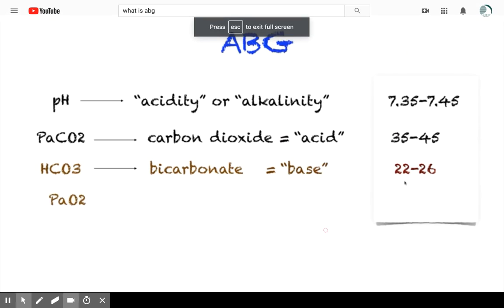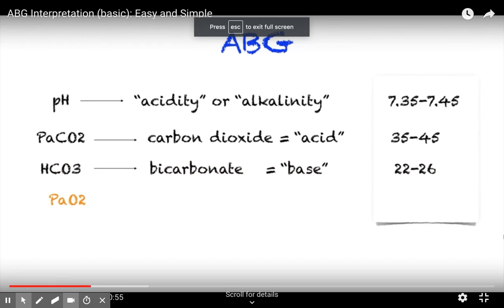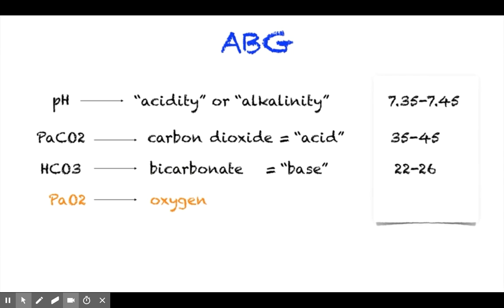Lastly, is your PaO2 or oxygen. This is also being regulated by our lungs, and our normal value for this is 80 to 100. Now, although this is important for us to check when reading our patient's ABG, we don't really need the number when it comes to interpreting whether your patient is having respiratory or metabolic, acidosis or alkalosis. This simply will tell us whether your patient is having hypoxemia or not.